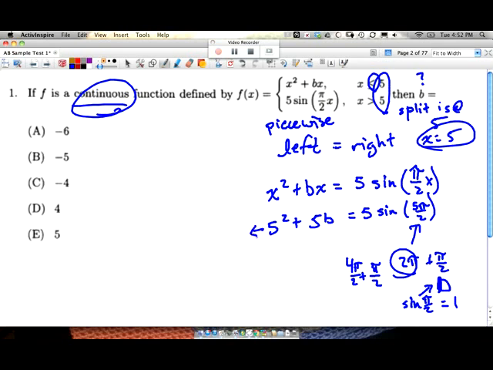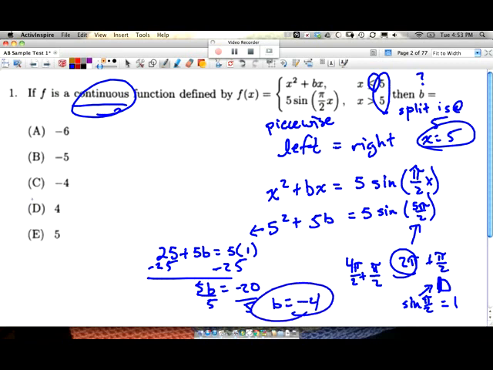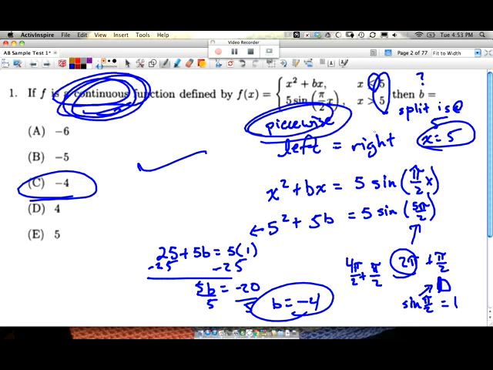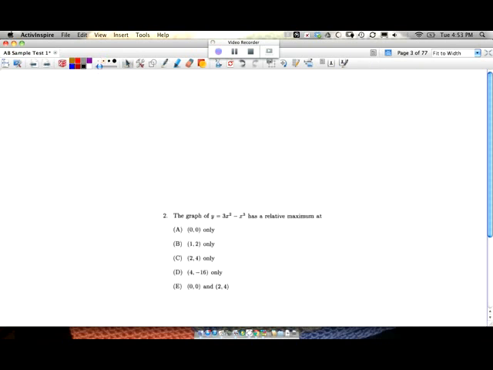All right. So let's simplify this just a little bit further. We're going to have 25 plus 5b equals 5 times 1. Alright, now it's algebra. So I'm going to subtract 25 from both sides. That gives me 5b equals negative 20. So divide by 5, b equals negative 4. Alright, so b equals negative 4. C, that's the answer. Check. Move on. But the big idea is continuous. Piecewise, left equals right. Next one, number 2 here.